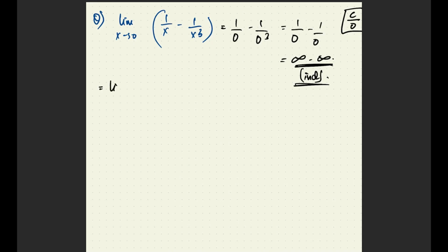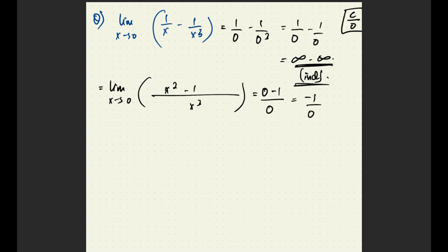So we can write this as the limit as x approaches 0 of, the LCD in this case is going to be x cubed. So that is going to give me x squared minus 1 over x cubed. Now if I plug in, I'm going to have 0 minus 1 divided by 0. So that's minus 1 divided by 0. So this is a constant divided by 0. Hence, at this point I can say x equals 0 is a vertical asymptote.